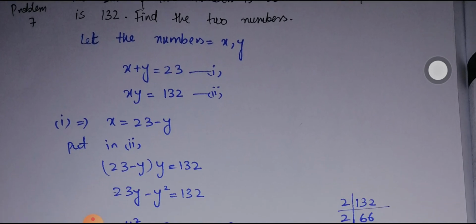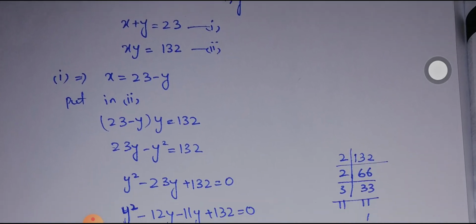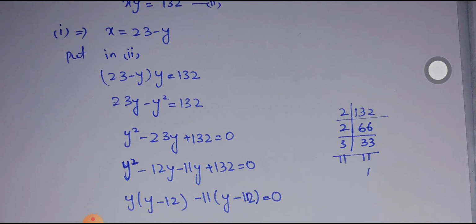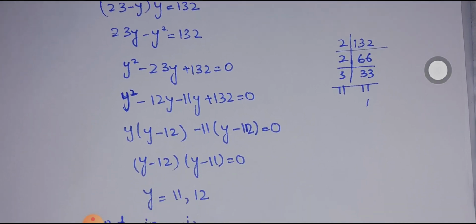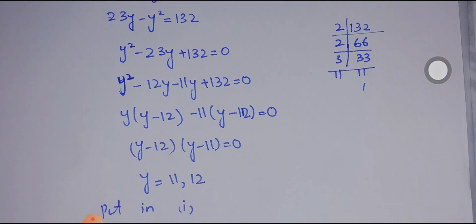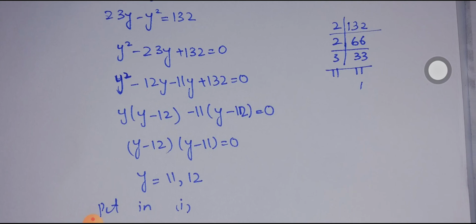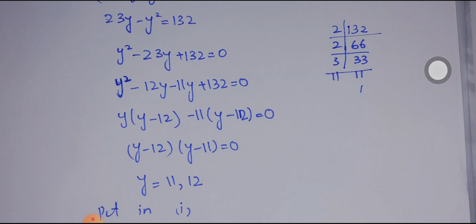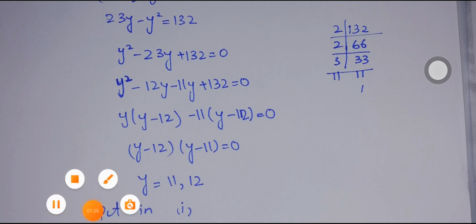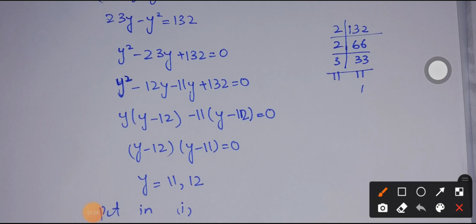Here, putting the value of x, we get a quadratic equation in terms of y, which we can solve by using the quadratic formula, completing the square method or factorization. I have used factorization over here, but it's totally up to you. If you want to use the quadratic formula, you can use that as well. So we have y square minus 23y plus 132, and now we have to perform factorization for it.